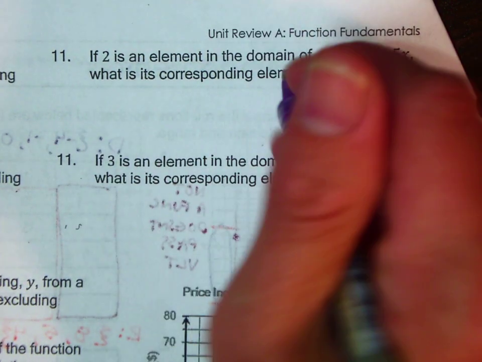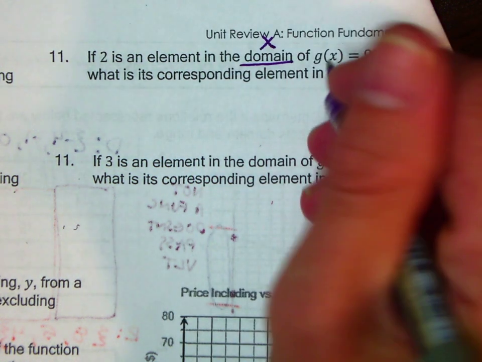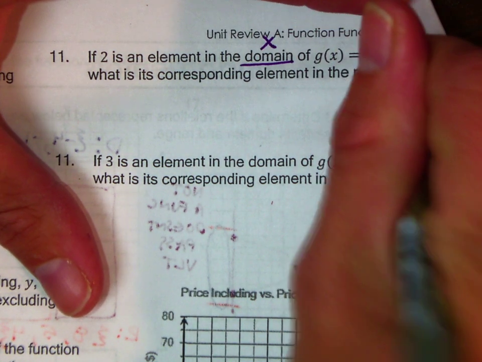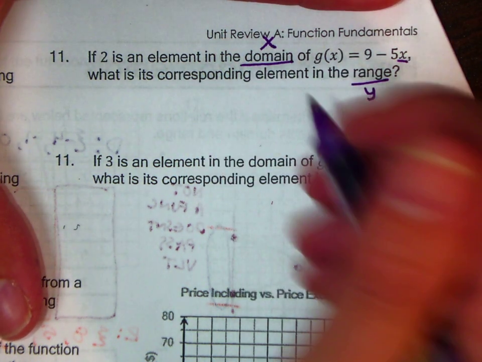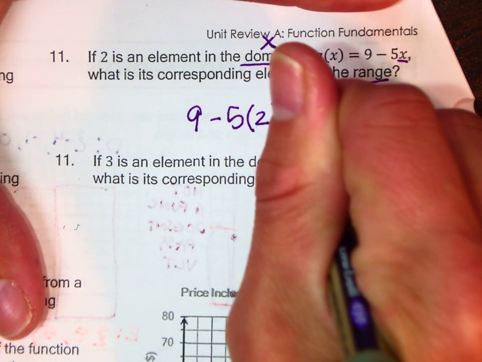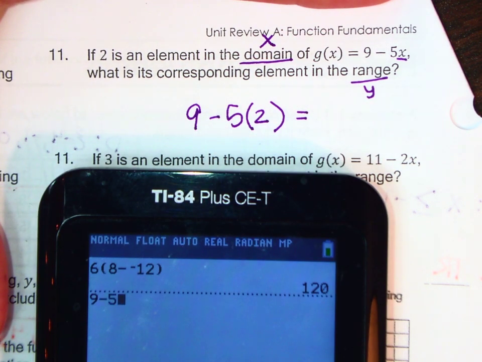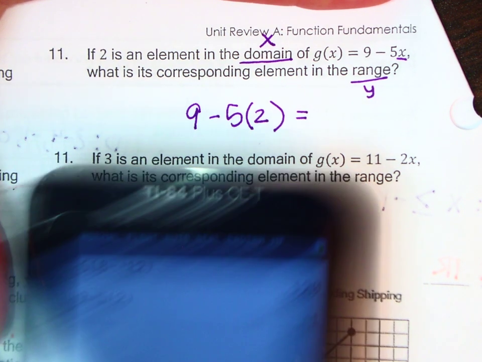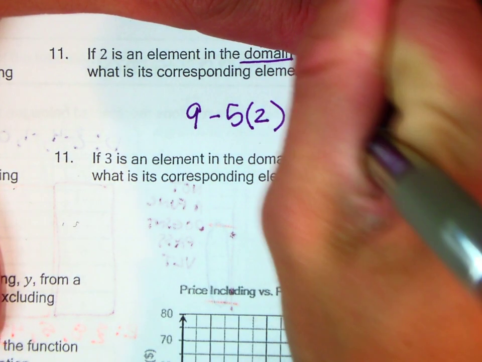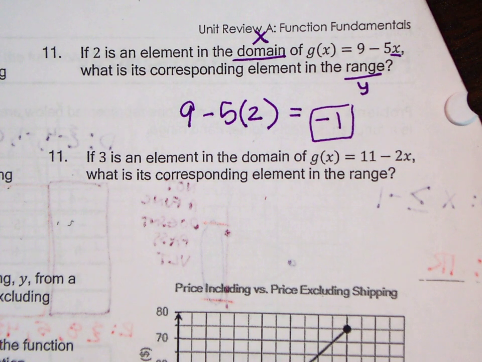If 2 is an element in the domain, is the x, then what is the range, which is the y? So right here in place of this x, I'm going to put 2. So 9 minus 5, and then in place of the x, I'm going to put 2. Go to my calculator, type it in, 9 minus 5, in place of x, put 2, and it gives me -1. All right, y'all can try your 10 and 11.